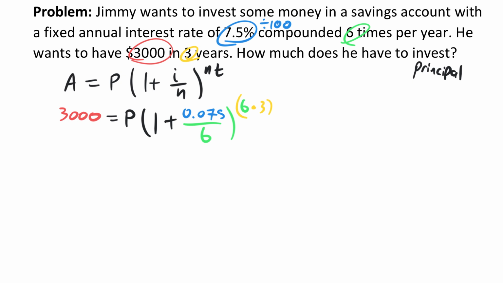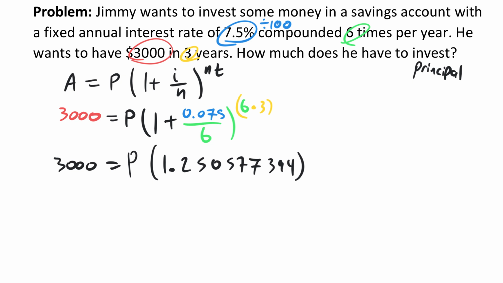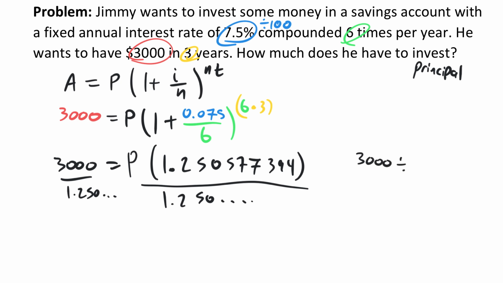Okay. So next to the P, we're going to have 1.250577394. Now, we've talked about this before, but it's definitely important in this section. We want to keep all those decimals. So we want to divide by this number on both sides. On your calculator, you can type in 3,000 divided by ANS. ANS brings the answer. So you divide 3,000 by the answer, and it brings all the decimals on your calculator.